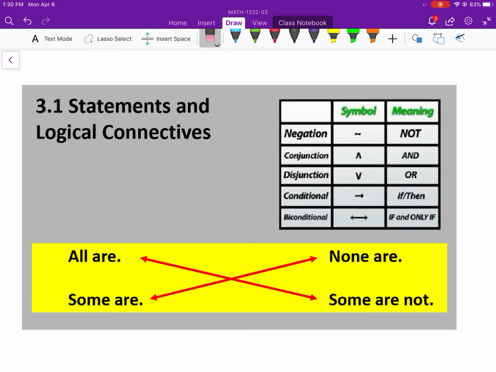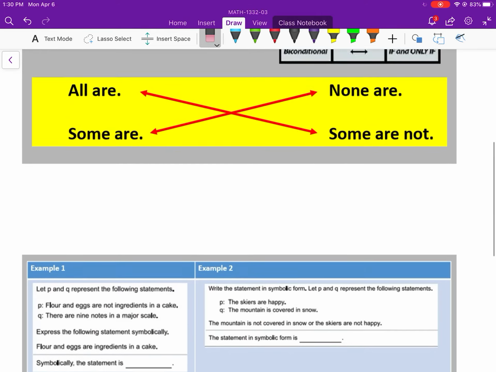So pay close attention to these arrows down here because you have some sentences that you have to pay attention to. When we say all are, notice it cross-references to some are not. When some are, none are. This is kind of like a cross-reference list down here at the bottom. So make sure you pay close attention to this, especially when you're reading some of these statements. All right, let's get into some examples here.